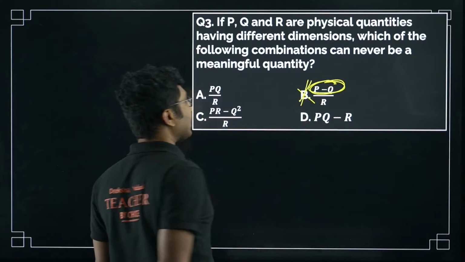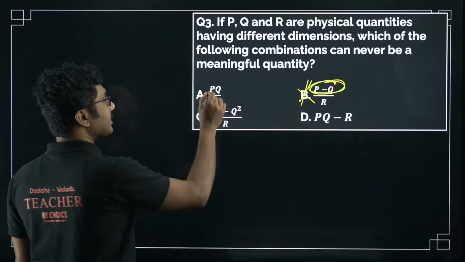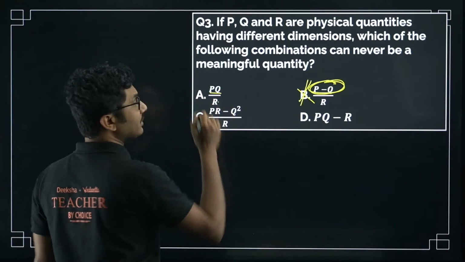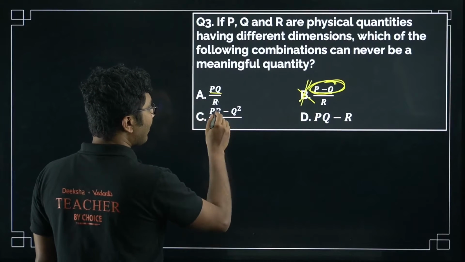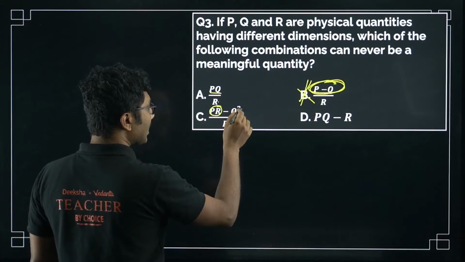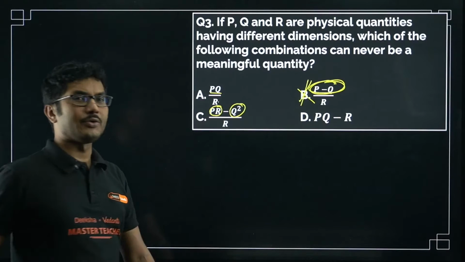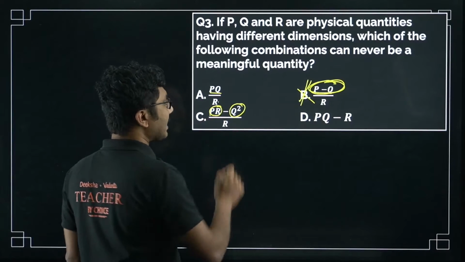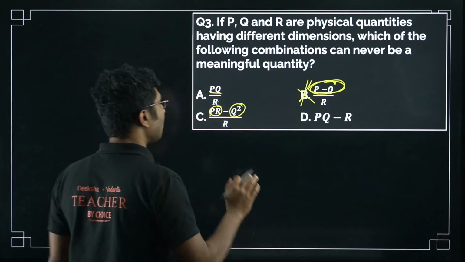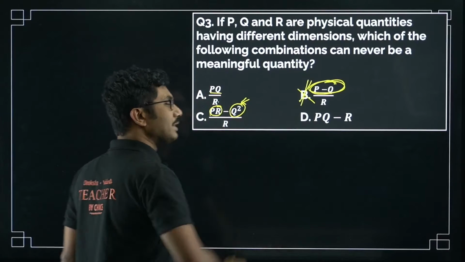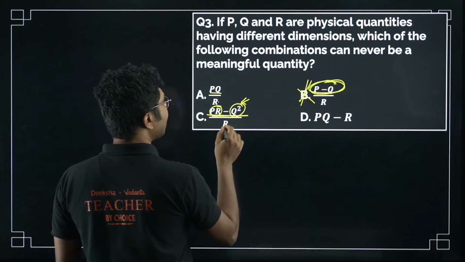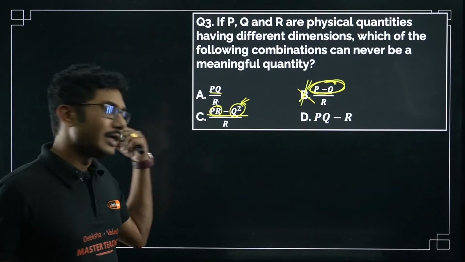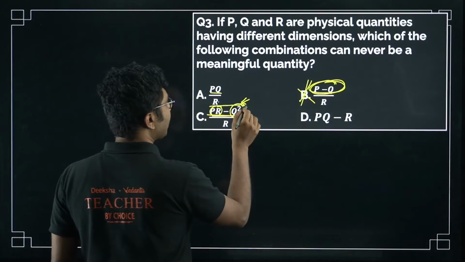Now let us understand why the others are possible. For example, here we have multiplication and division only, so clearly possible. Now here, first we have a multiplication, and here also we have a multiplication. If you multiply P and R, it is a new dimension, not the old dimension, and Q square is also a new dimension. So this is also possible. And division anyway is independent, you can divide it like this. So this is also possible.